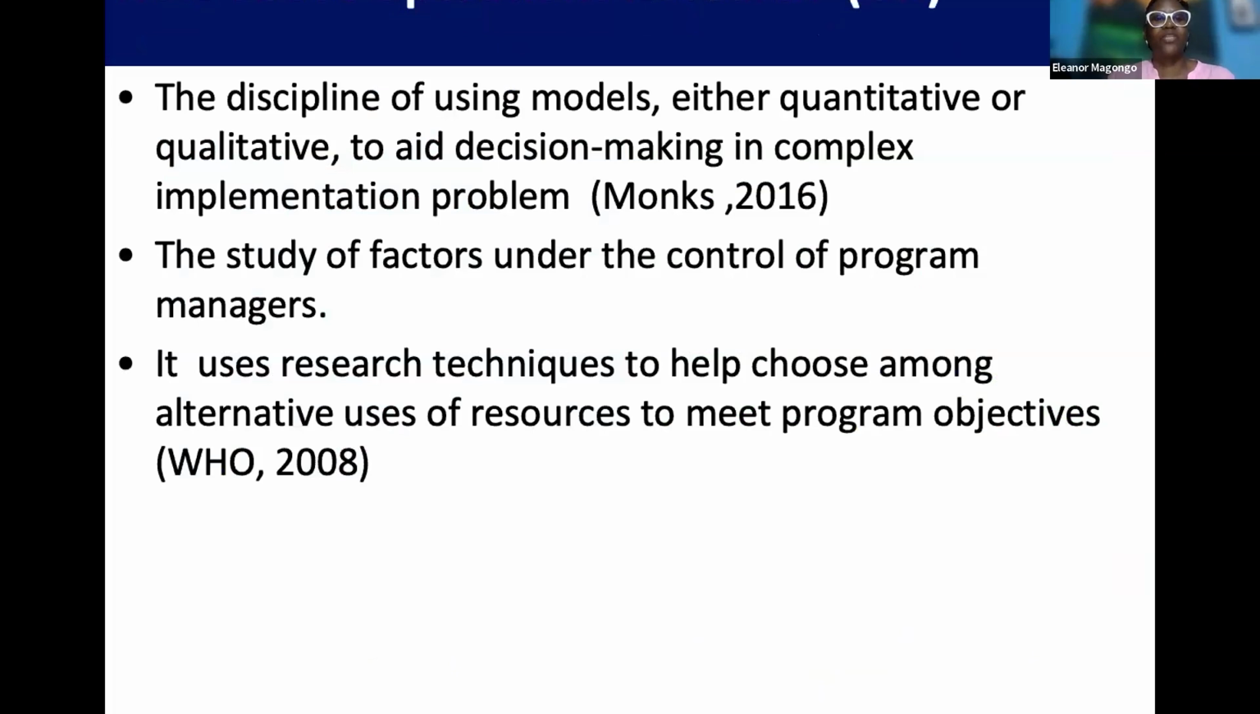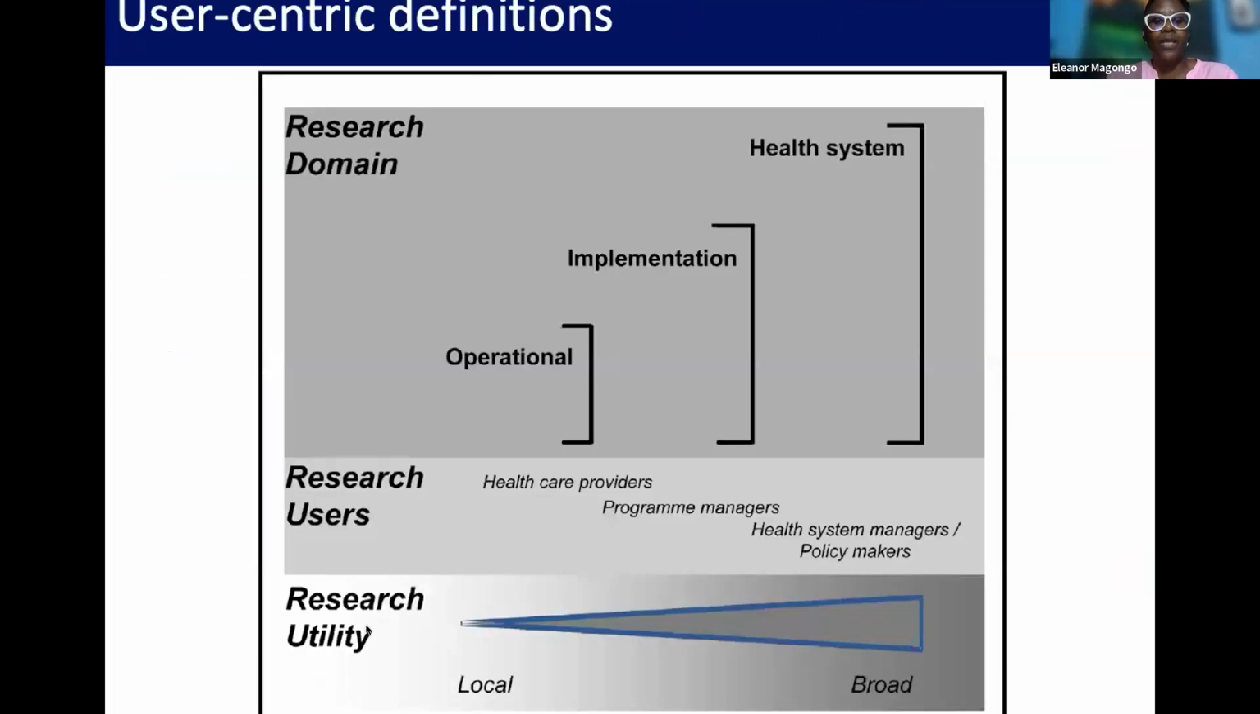So this is just to show how this might also differ from operations research, where we use models, and these can be either quantitative or qualitative. And here the main aim is to aid decision-making in a complex implementation problem. So this diagram, as I come towards the end, is really to show us where the different disciplines are.